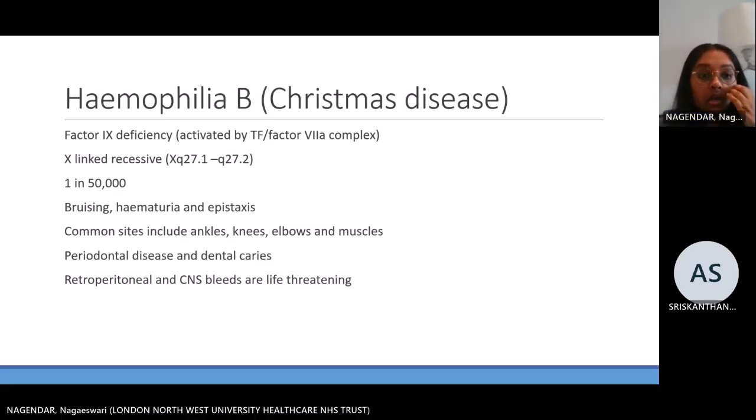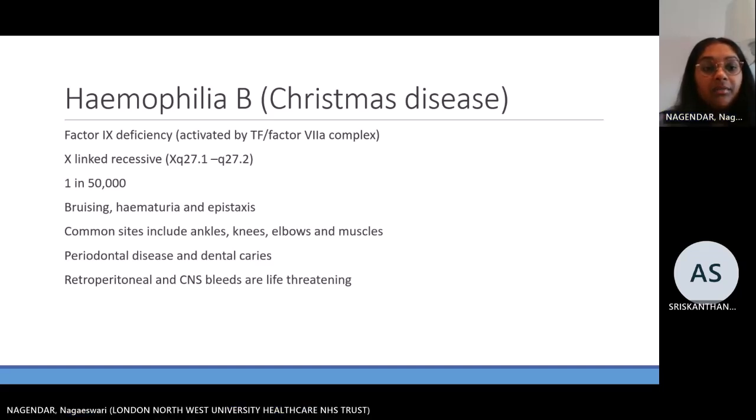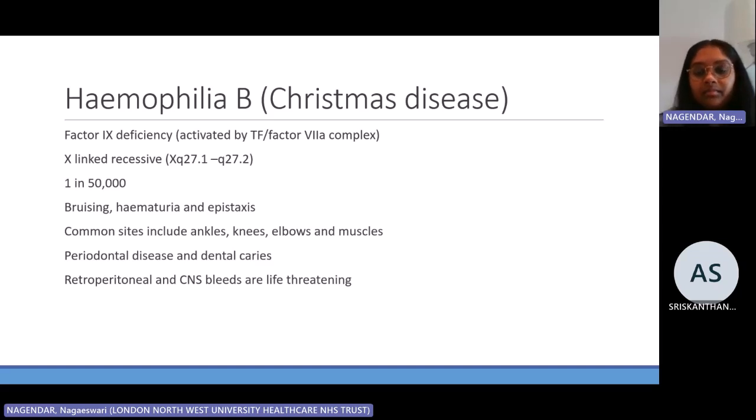And again, with this condition, it's very common to get hemarthrosis, and that can occur in the ankles, knees, elbows, and they can also have hemorrhages into muscles. Periodontal disease and dental caries is very difficult to manage in these patients because dental work can also lead to an increased risk of bleeding, and many of these patients will be at risk of retroperitoneal and CNS bleeds, which can be life-threatening. And again, because this is an X-linked recessive condition, males are typically affected, whereas female carriers are rarely symptomatic.